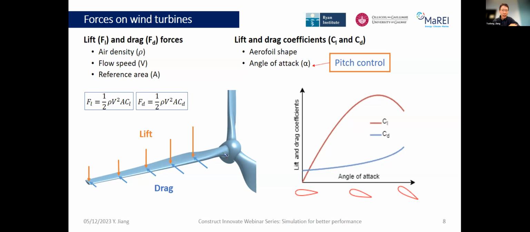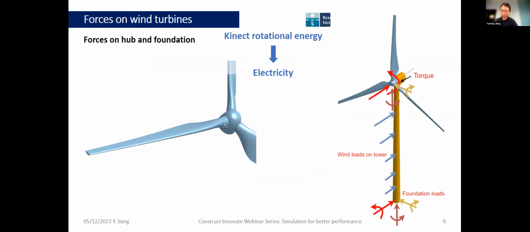So after you get the forces on the wind turbine, these forces will generate torque on the rotor, and the torque will make the rotor rotate, and this rotor is connected to the generator, so that the generator can convert kinetic rotational energy to electricity.